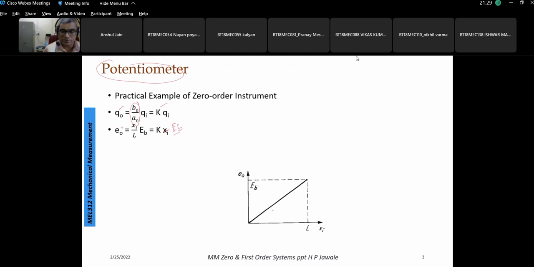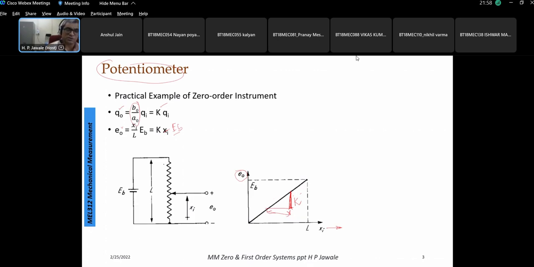And then the input output characteristic can be given, say, as the displacement of the slider over the potentiometer goes on the x-axis in terms of L. We find the output EMF generated, in terms of E0, is linearly proportional, with the value of the sensitivity equal to K. So this K is nothing but the ratio of the output constant, that is say B0, upon this A0, right?